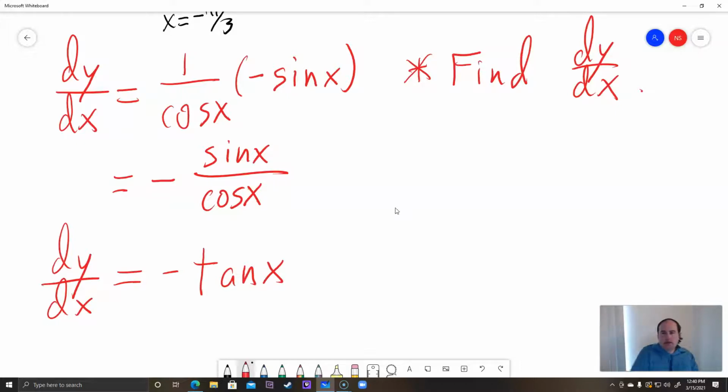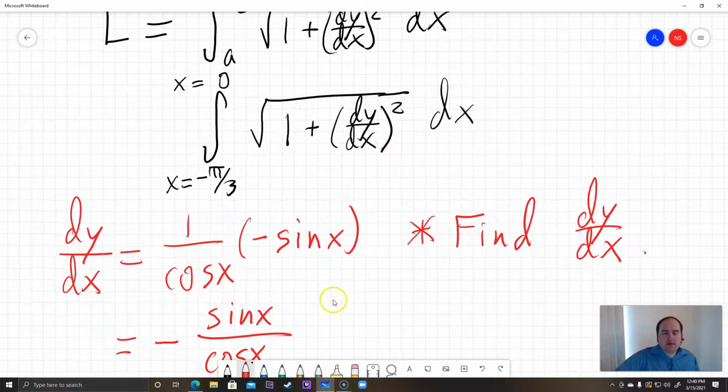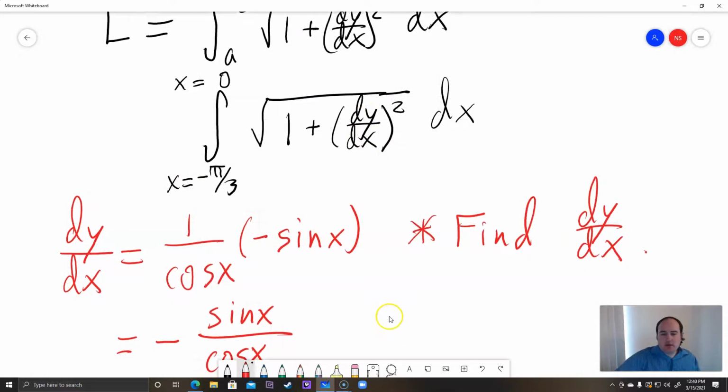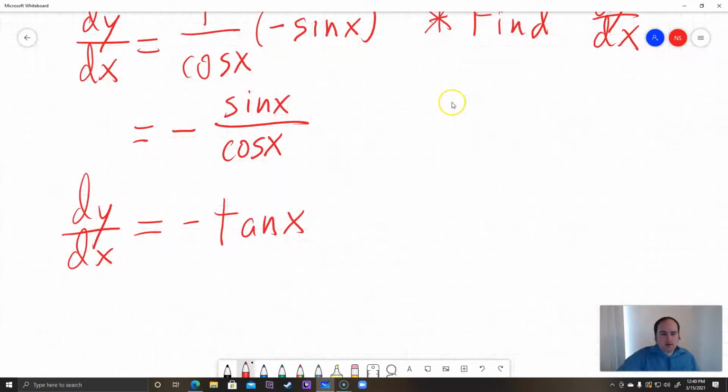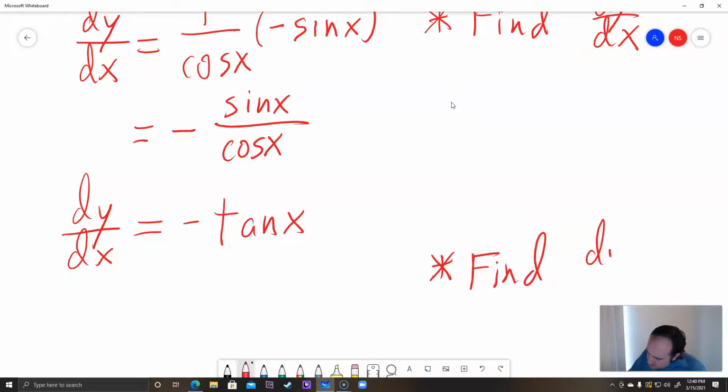Now to use this formula, we need to plug in negative tangent of x. We're not just going to need dy dx, but we're going to need dy dx squared. That does not mean the second derivative. What that means is you take dy dx and you square it. So now we're going to find dy dx squared. That's the derivative dy dx that we just calculated, and we're going to square it.